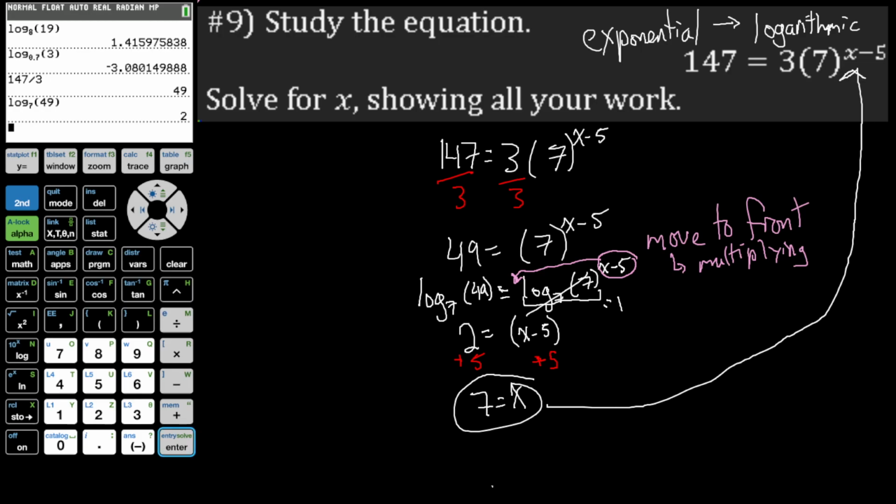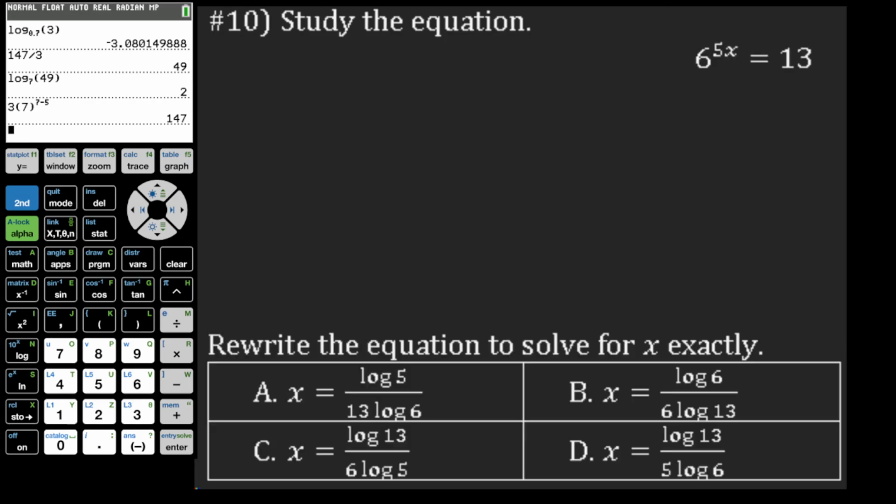I have 3 times parentheses 7 to the power of 7 minus 5. I typed it in exactly as it looked, except instead of x, I now have 7. I end up with my answer on the left side, so I know I am good. Always make sure you can check your answer so that way you are confident in your abilities.